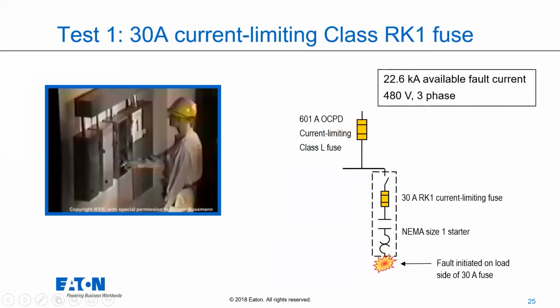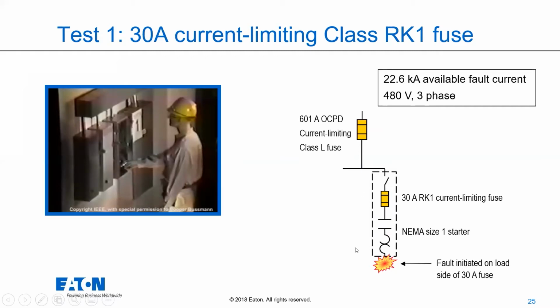The last one is really, really indicative. So in this case we moved the fault to be below a 30 amp RK1 current limiting fuse, right? Now the upstream device is something that's even smaller, and spoiler alert, it's even faster, right? And more current limiting than the 601 amp upstream fuse.